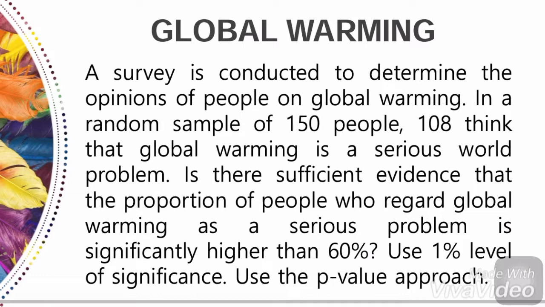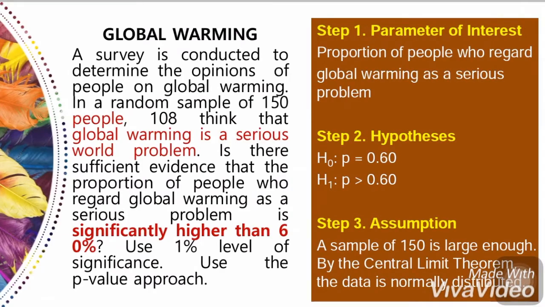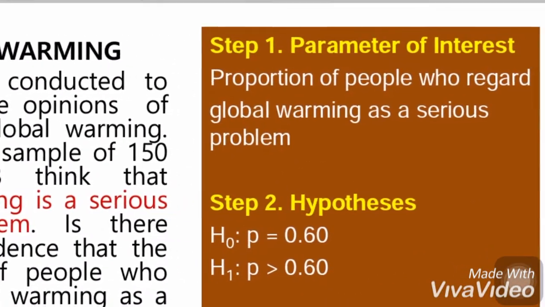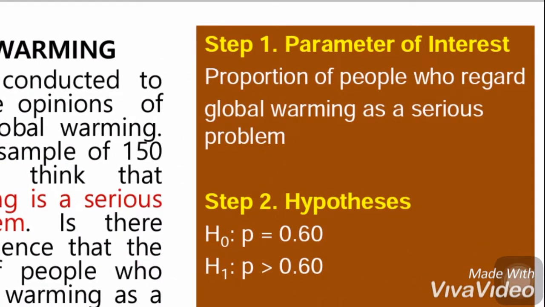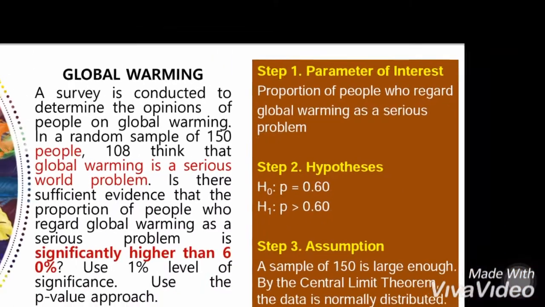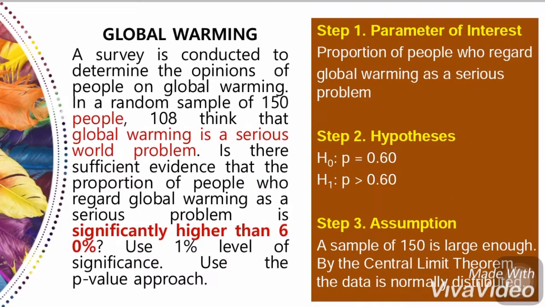Now, what is the topic all about? Yes, it's all about the proportion of people who regard global warming as a serious world problem. That is our parameter of interest. Based on the parameter of interest, what is the proportion being claimed? In the question, it says, is there sufficient evidence that the proportion of people who regard global warming as a serious problem is significantly higher than 60%?